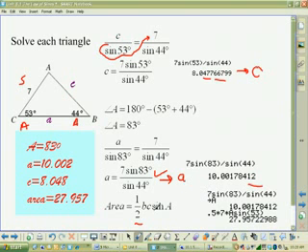And if I do that, then I can just pull up 1/2 BC sine A. 1/2 the product of the given sides times the sine of the included angle, and I've got my area.